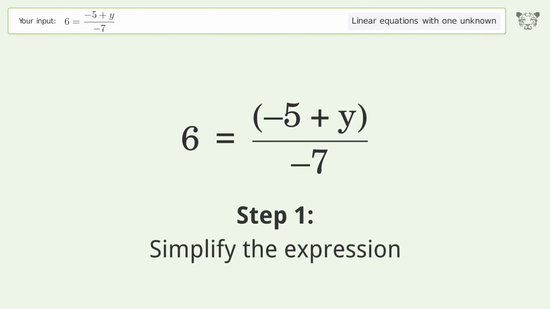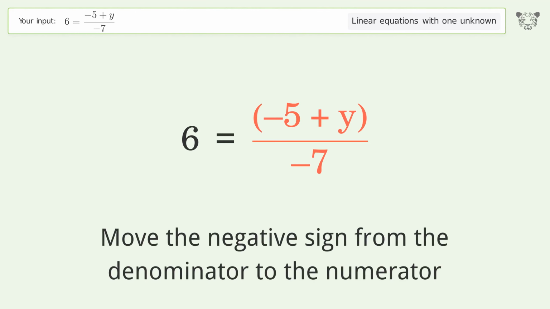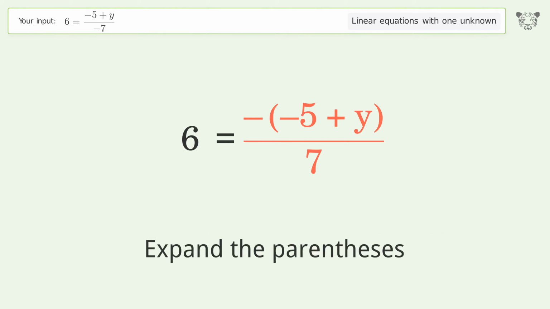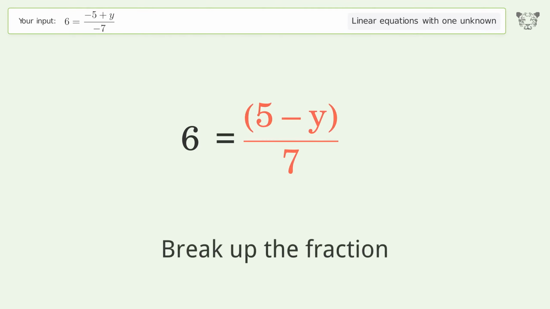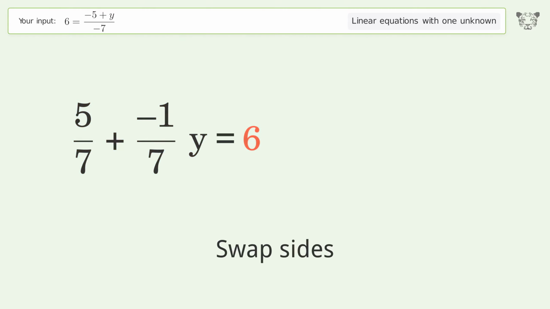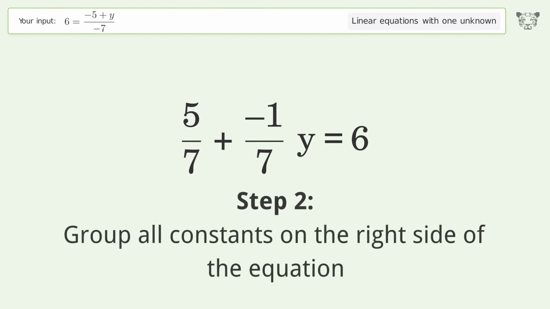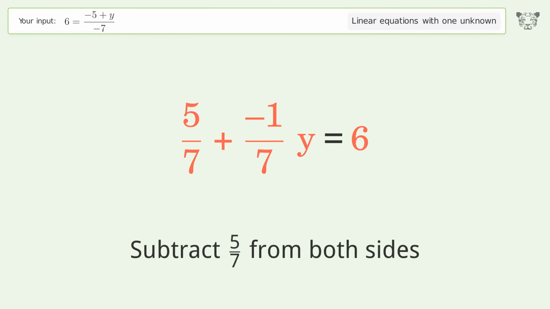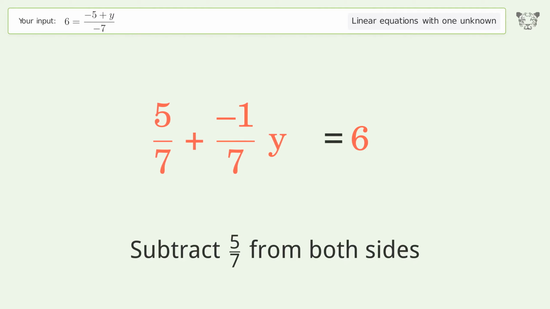Simplify the expression. Move the negative sign from the denominator to the numerator. Expand the parentheses. Break up the fraction. Swap sides. Group all constants on the right side of the equation. Subtract 5/7 from both sides.